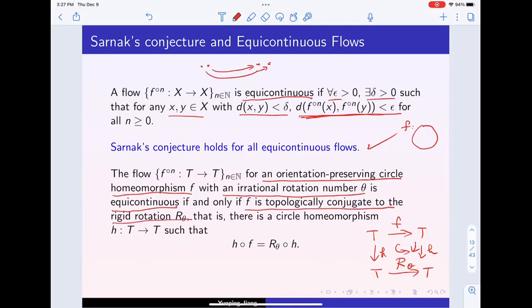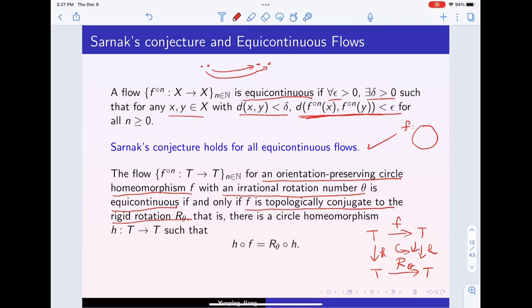Then from this point of view, you see, this is a more general version of the Denjoy theorem, right? Definitely, you have a lot of equicontinuous maps. Not only circle homeomorphisms, you have many equicontinuous maps. But the equicontinuous map definitely has zero entropy, right? So that is one thing.